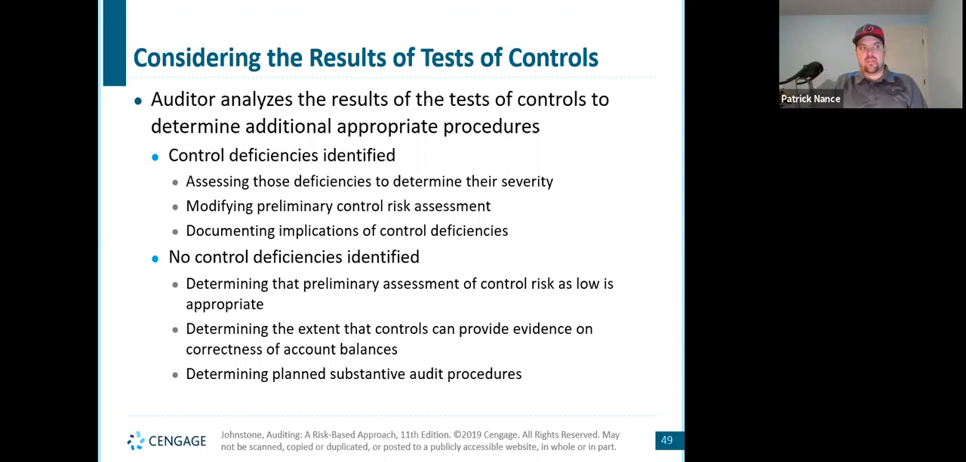If no deficiencies are identified, we need to look at the preliminary assessment of control risk as low as appropriate, determine the extent that controls can provide evidence on the correctness of our account balances, and determine our planned substantive audit procedures. Remember, we have more substantive procedures if we have less internal control rather than more.